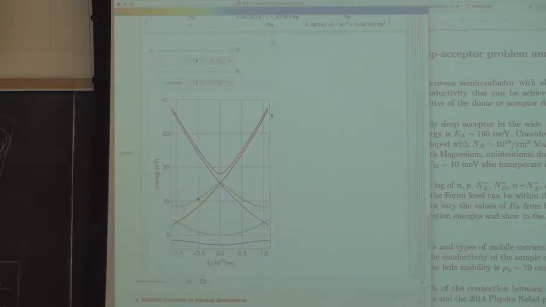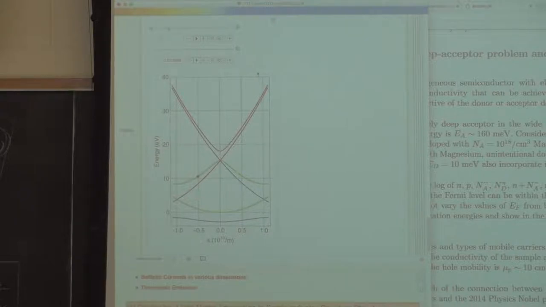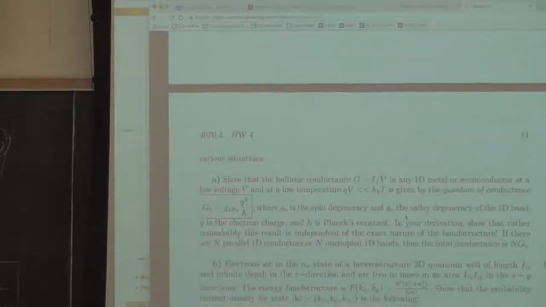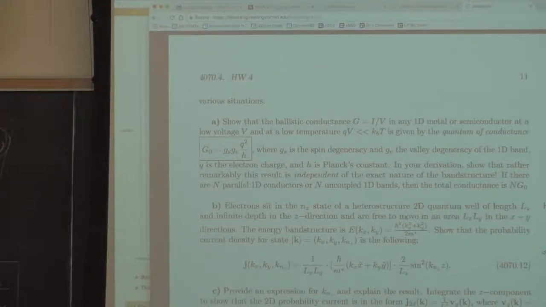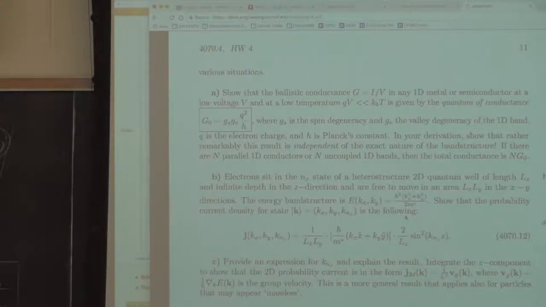Okay, and then a lot of other interesting things happen once you turn on the magnetic field, but we are not talking about that as of now. All right, so let's see. I wanted to talk a little bit about the other problems you're looking at, and then we'll do a few examples now about the transport problem.